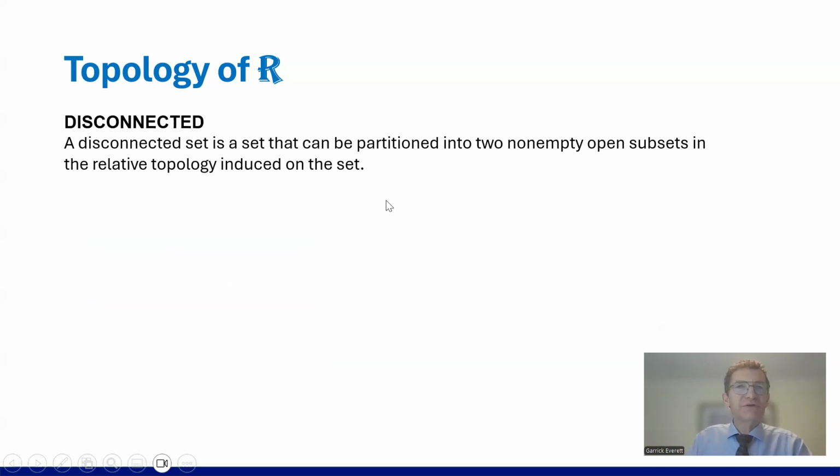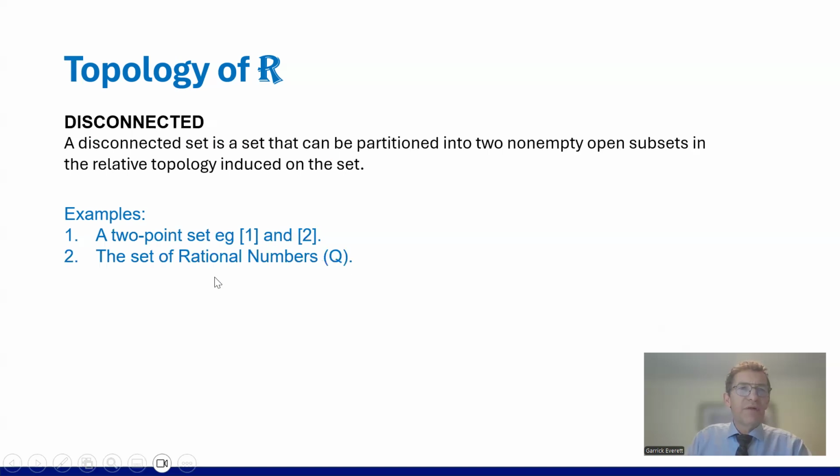It can be partitioned. So this can be partitioned. For example, a 2-point set, e.g. 1 and 2. So you can split that really easy. There's 1, there's 2. We can partition that. The set of rational numbers, we can partition that. The set of real numbers minus a single point. So if you take out a single point, let's take out 2, then we can make two open subsets going up to 2, but not including 2. And then we've got disconnection.